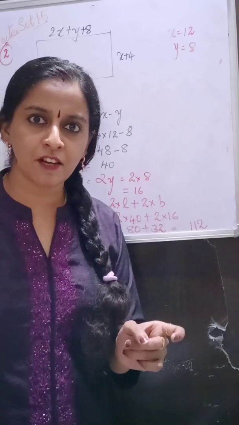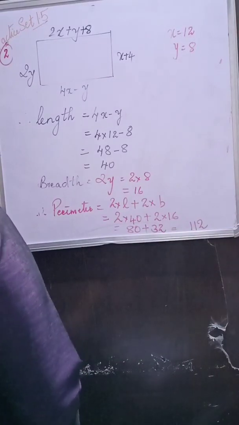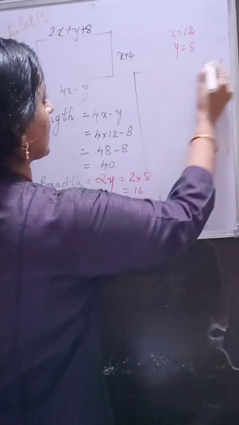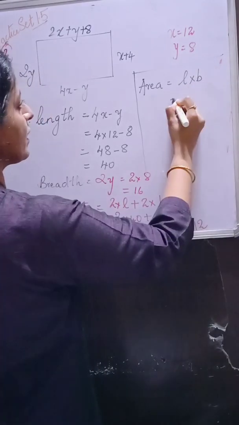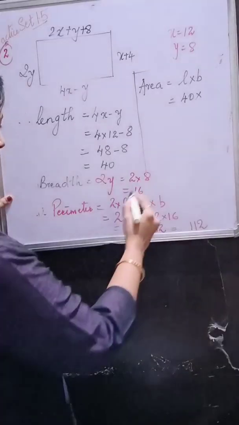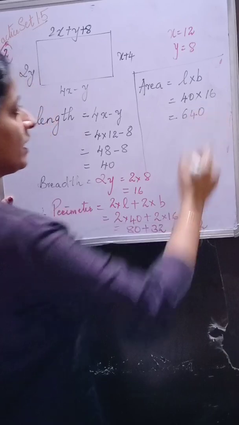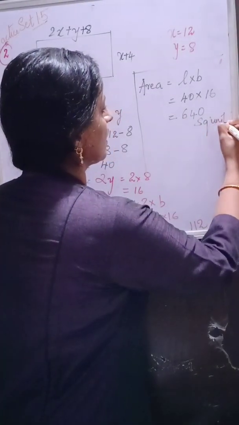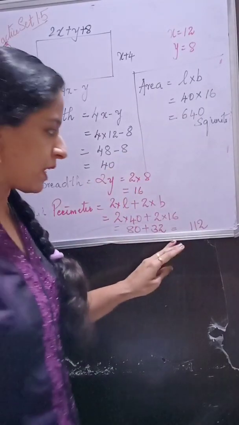After you get perimeter, do you know the formula of area? Area of a rectangle is equal to, correct, length into breadth. So after this you will write, area is equal to L into B, length into breadth. Length was 40, into breadth you got 16. Multiply, 16 fours are 64 and 0, square units. So area we got 640 square units and perimeter we got 112 units.